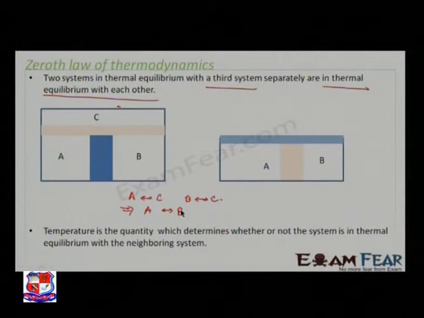So temperature is the quantity which determines whether or not the system is in thermal equilibrium with the neighboring system. From there we started defining thermal equilibrium as: two systems at the same temperature are in thermal equilibrium with each other. So basically the zeroth law gave birth to the significance of temperature in thermal equilibrium.